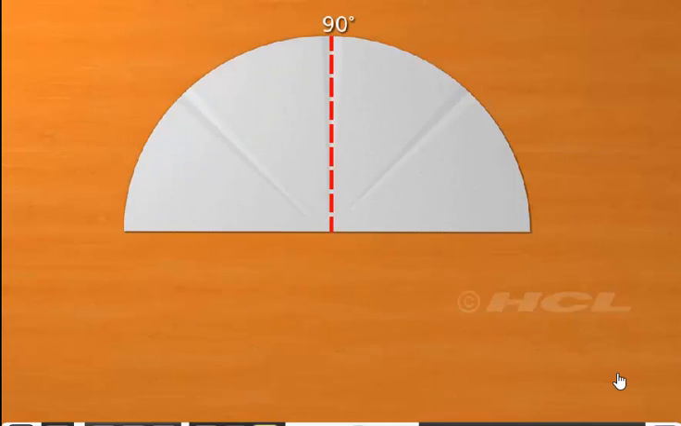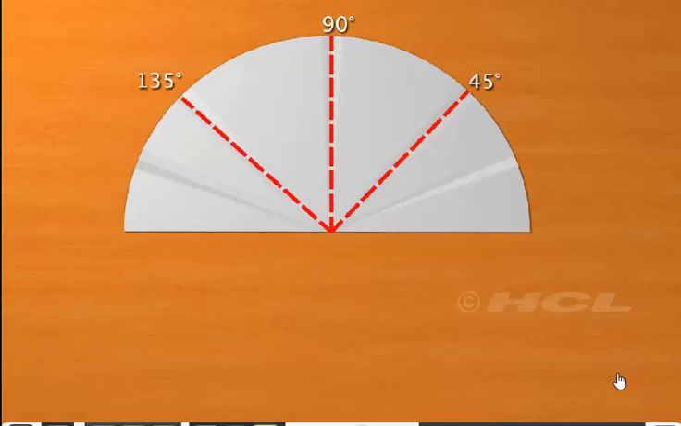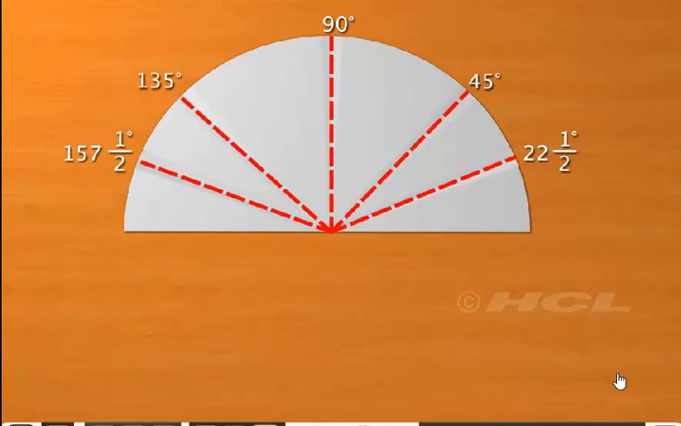The fold on the quadrant will give you 45 degrees on one side and 90 plus 45 degrees, that is 135 degrees on the other side. Similarly, by folding it further, you can label the 22.5 as well as 157.5 marks on the sheet. Thus, your approximate handmade protractor is ready.